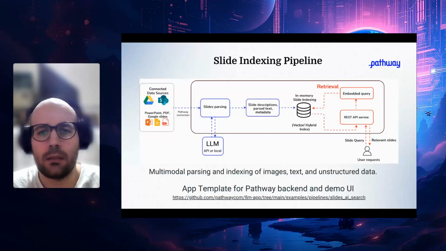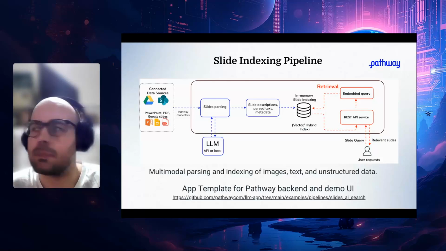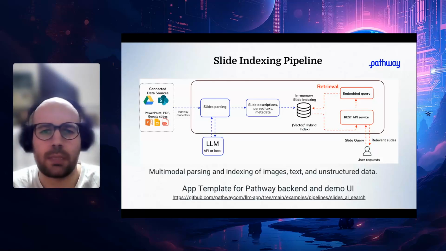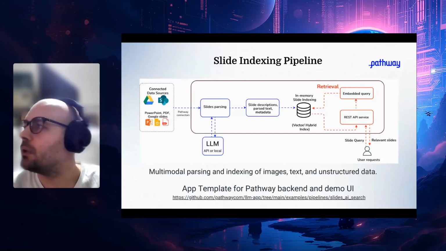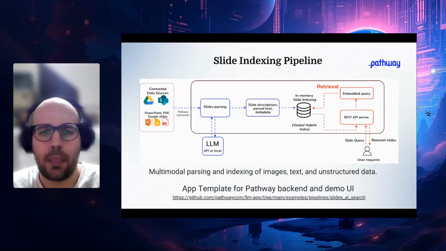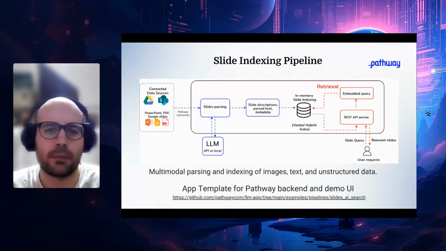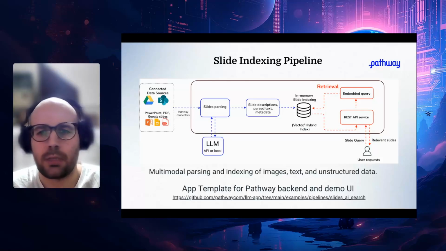Once we have the slide description and the text on the slides, we store it in the index, either the vector index or the hybrid index, whatever is chosen. And the querying part is quite simple. Once we get a user query, you retrieve the slides from the index.